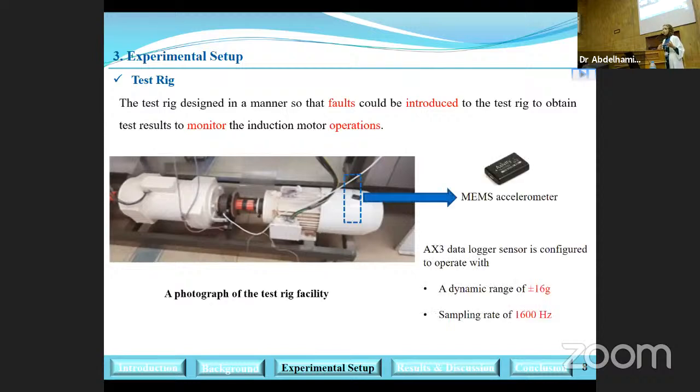If we move to the experimental setup, this slide shows our test rig. As shown, the MEMS accelerometer was fixed on the outer body of the three-phase induction motor.